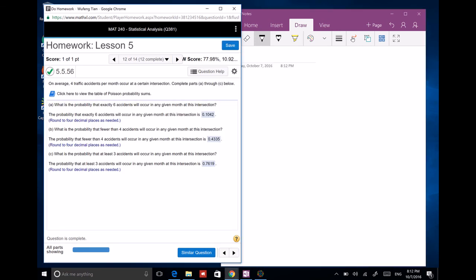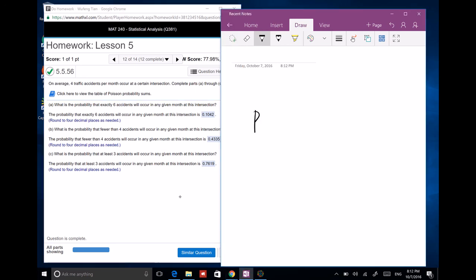On average, 4 traffic accidents per month occur at a certain intersection. Complete parts A through C below. So this is the Poisson distribution. What is the probability that exactly 6 accidents will occur in any given month at this intersection? So basically we have P(X = 6).